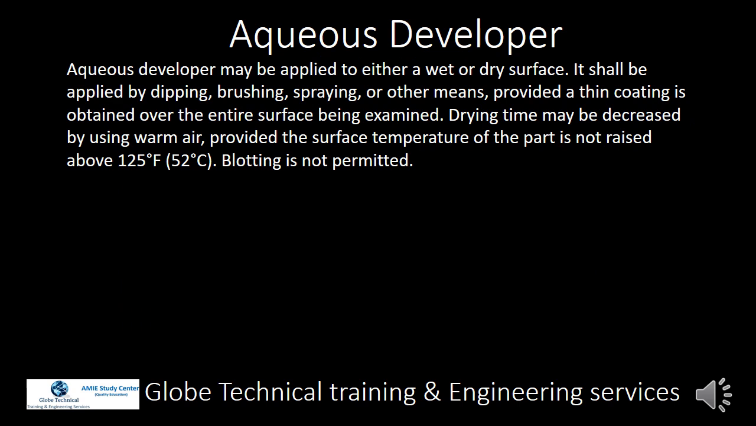Aqueous developer. Aqueous developer may be applied to either a wet or dry surface. It shall be applied by dipping, brushing, spraying, or other means, provided a thin coating is obtained over the entire surface being examined. Drying time may be decreased by using warm air, provided the surface temperature of the part is not raised above 125 degrees Fahrenheit, 52 degrees Celsius. Note, blotting is not permitted.